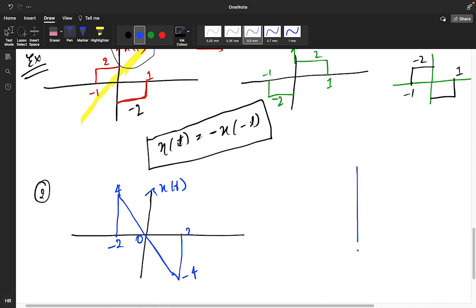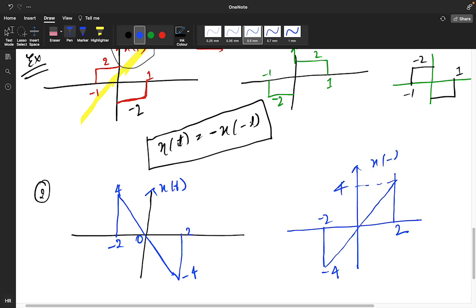First do time reversal. So if you do the time reversal, what you will get? 2 will become -2, -2 will become 2. So you are getting the signal like this. So it's becoming -2, it's becoming 2. You are getting -4 here, and here you are getting 4 value. So this is x of minus t.